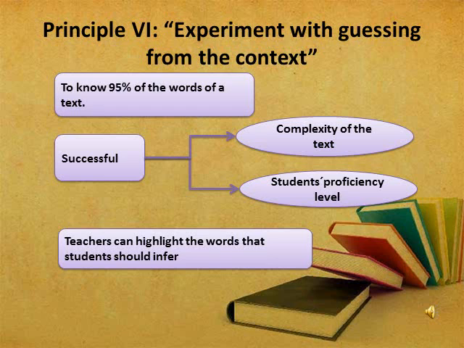The successful use of this strategy will depend not only on the complexity of the text, but also on the student's proficiency levels. That's why it is considered that it's more likely to work in students with high proficiency levels. However, the teacher can help students by highlighting the words they should try to infer. After that, when the learners decide that the word is worth guessing, 5 steps should be followed.